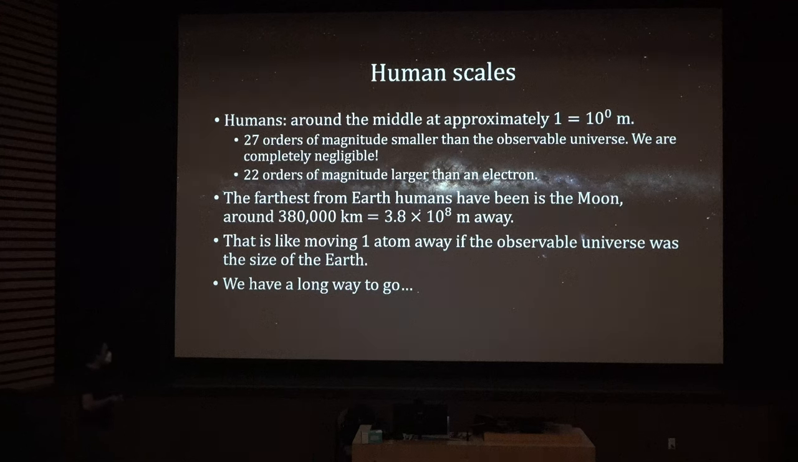The farthest from Earth that humans have been is the moon. The moon is around 380,000 kilometers, or 3.8 times 10 to the 8 meters away. Now, if you do the math, this is like moving one atom away if the observable universe was the size of the Earth. Okay, so imagine I shrink the whole observable universe to the size of the Earth, and then where have humans been able to travel from this atom to this atom? Just an infinitesimal distance within the entire universe. So we have a long way to go.